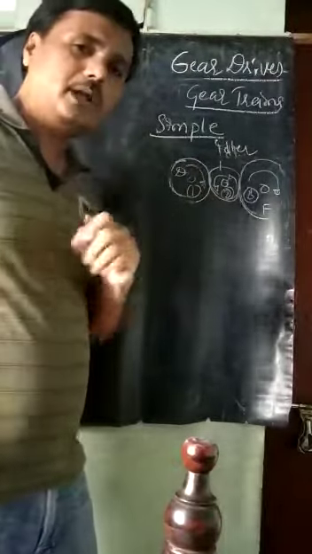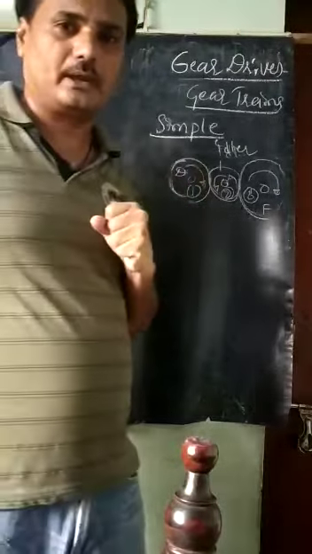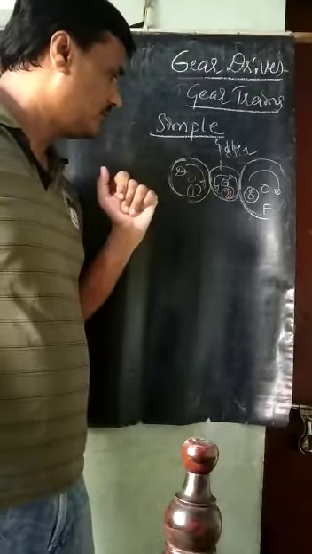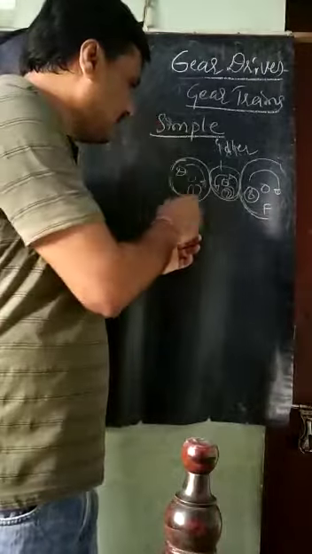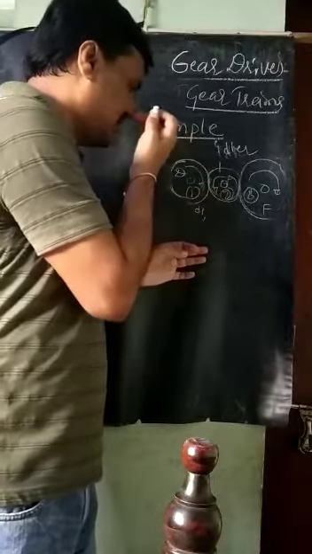Now I will go on to the velocity ratio. How do we get the velocity ratio for this? I will take the usual notations. For the first gear, D1 is the pitch circle diameter.